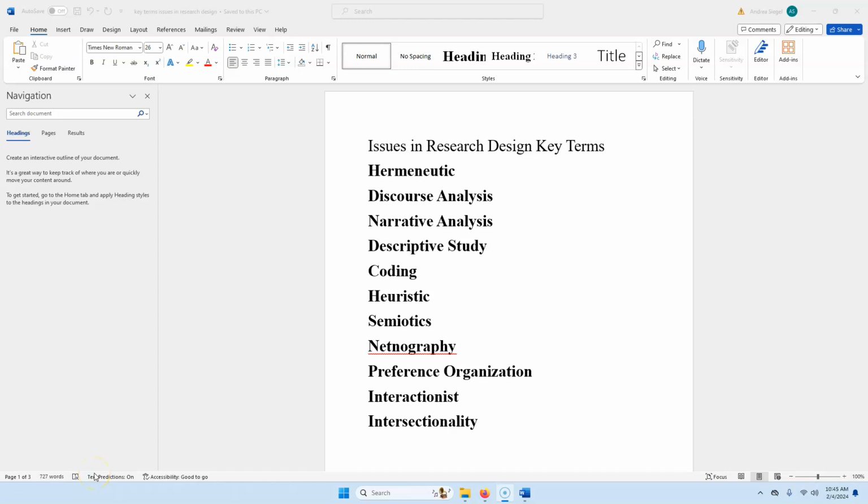Hi class, the key terms you need to concern yourself with are listed there for the chapter on issues in research design. I'm just going to go through the definitions of those.